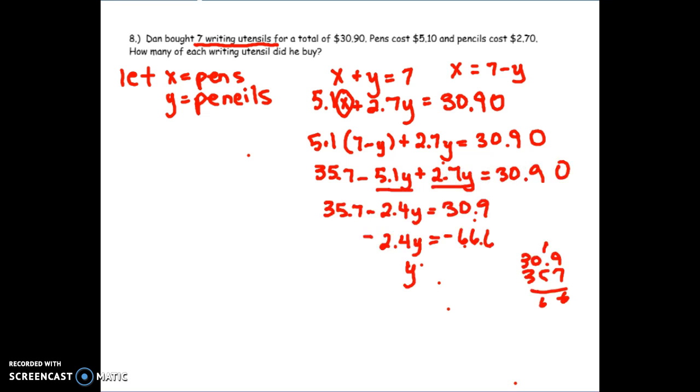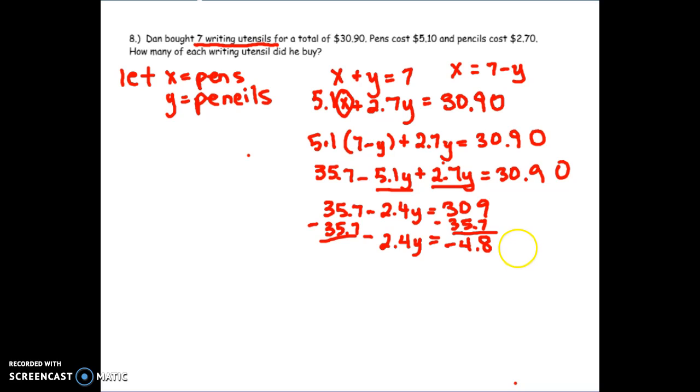Okay, so let me see, I just found my mistake here. So let me go back. Here was my mistake right here. What I wanted to do was subtract 35.7 from both sides. And when I do that, I end up with -2.4y is going to be equal to -4.8.